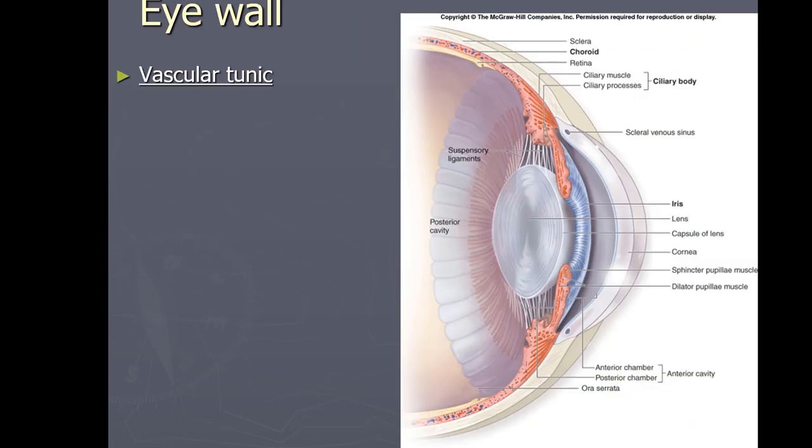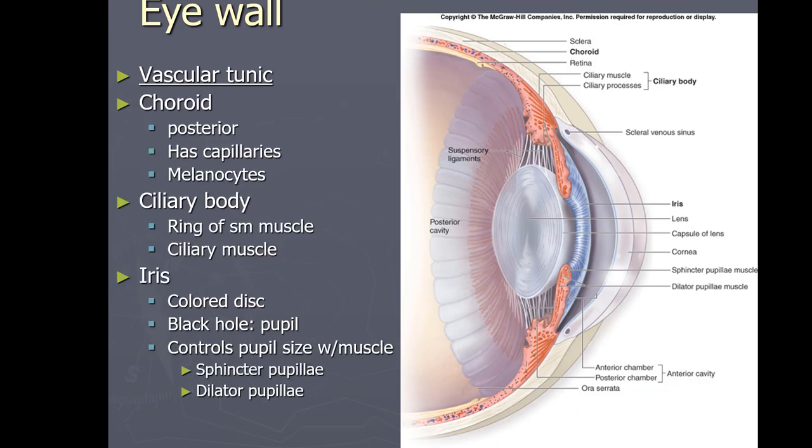All right, moving into the middle layer, the vascular tunic. A few things are going on here. I'm going to go out of order just to make it a little bit easier. This structure right here that is colored, a colored ring or disc, is called the iris. In the middle of that disc there's an opening, and it appears as a black dot. That's your pupil. But it's not actually a black dot. It's an opening, and that allows light to get in. It looks black because you can't see anything behind it. But that black hole is the pupil.